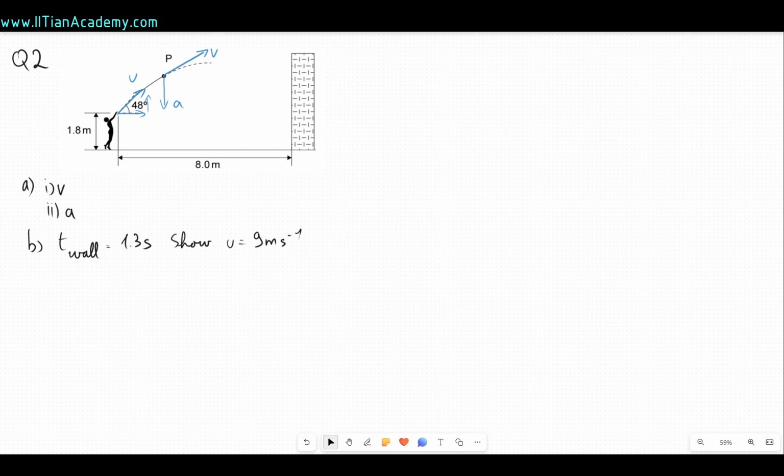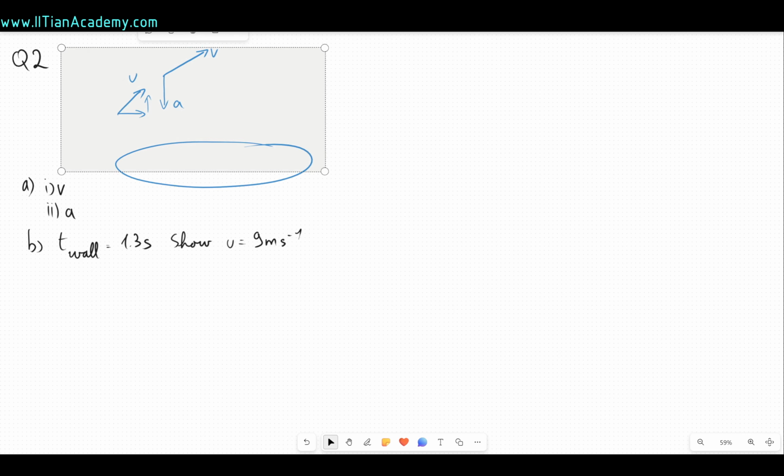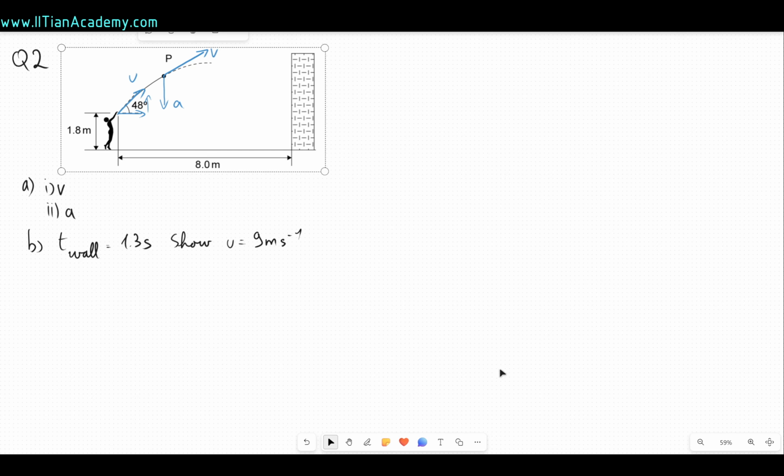And we know that there's no acceleration in the x direction, which means that the horizontal speed is going to be constant. And we know that it took 8 meters to travel for 1.3 seconds to the wall. So we can calculate the horizontal speed. So we can say ux, the horizontal component of the speed, is going to be the distance over time. So 8 over 1.3, which will give us 6.2 meters per second.